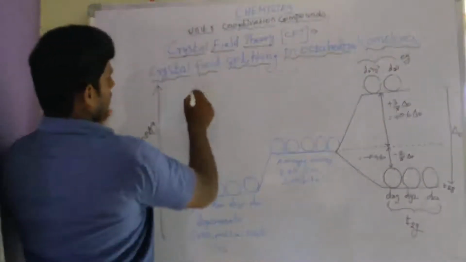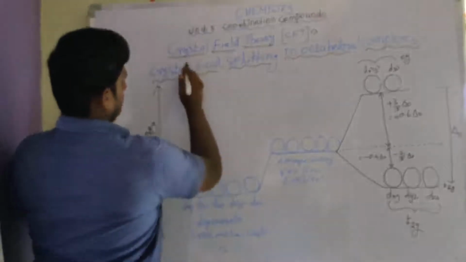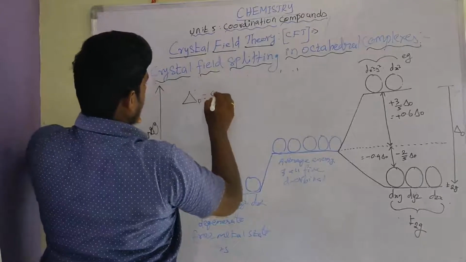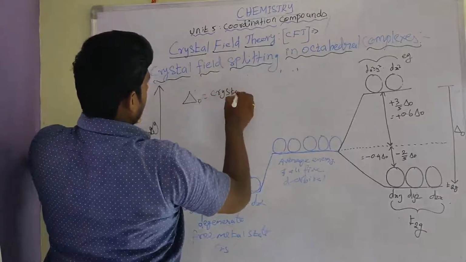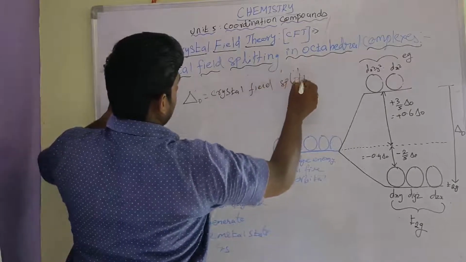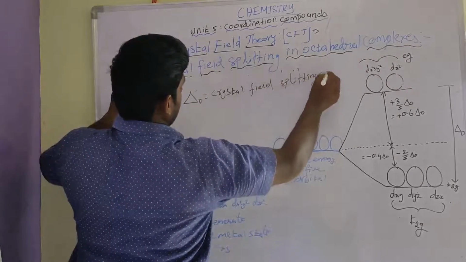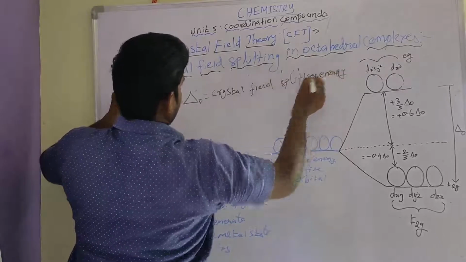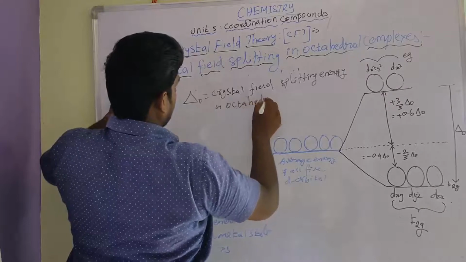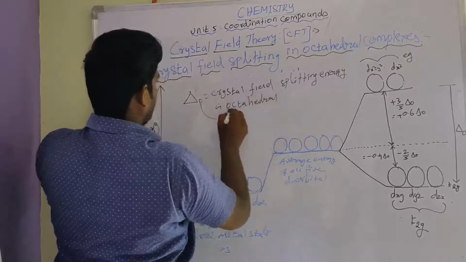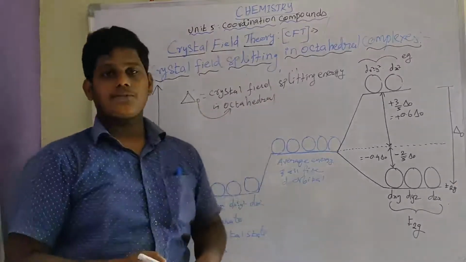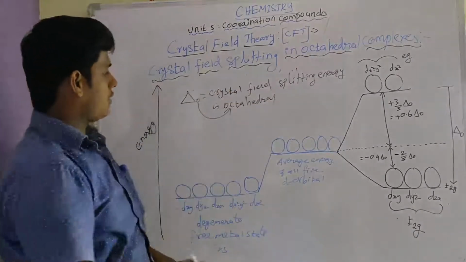Here delta O is the crystal field splitting energy in octahedral complex, where O means octahedral. This is the main important quantity.